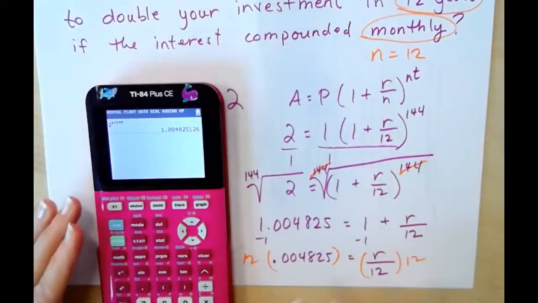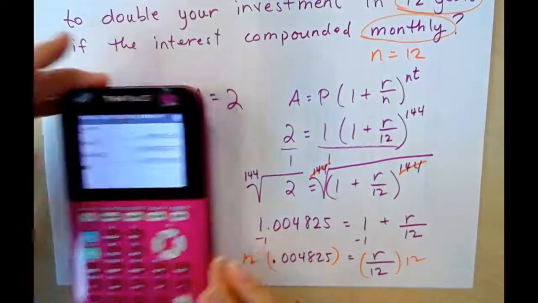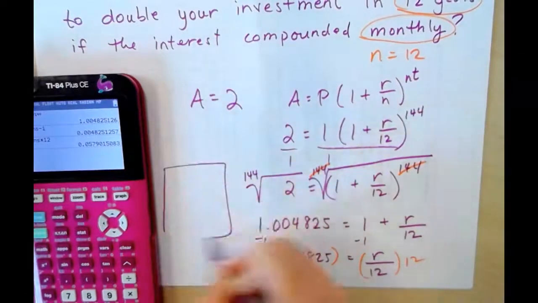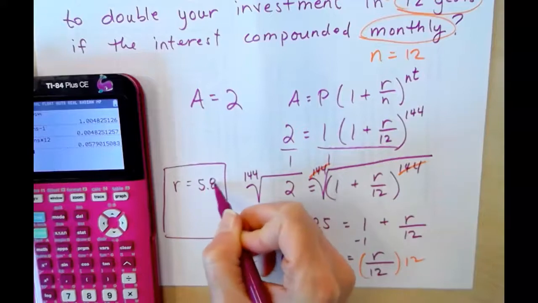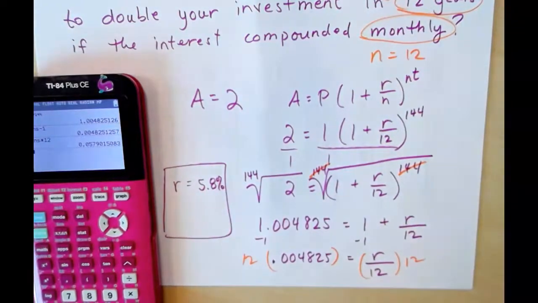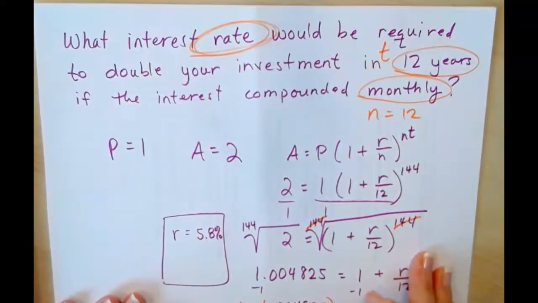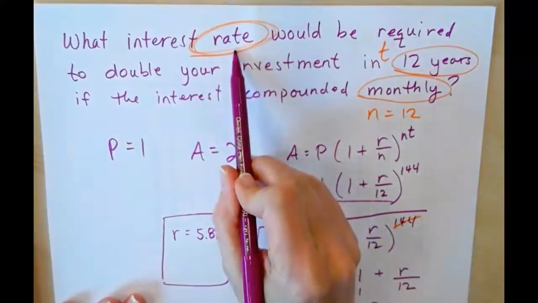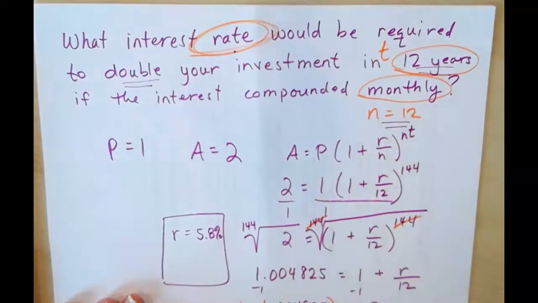So let's see. I'm going to keep my number, which I've still got right there, minus 1, and then times 12. So we've got a rate, an R value of 5.8%. 5.8% to double our money. Look at the whole problem again. 5.8% is our rate that's required to double our investment in 12 years if the interest is compounded monthly. Does that make sense? Yes, it does.